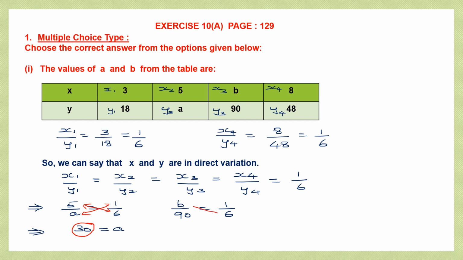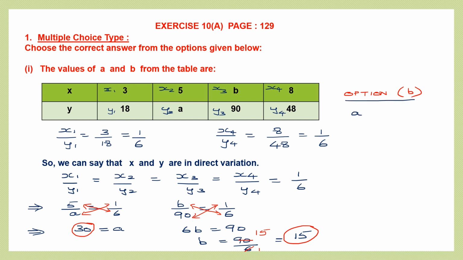And here also let's cross multiply. So when you cross multiply, you do B into 6 and 1 into 90. So B into 6 is 6B, which is equal to 90. That means B is equal to 90 divided by 6. And that is 15. 6 ones are 6. 6 into 15 is 90. So the answer here, B is equal to 15. So this is the value of B. So the answer is option B, where A is equal to 30 and B is equal to 15. So this is our answer to this question.